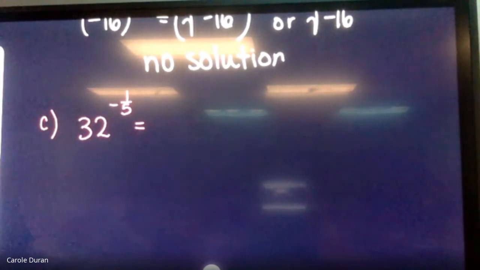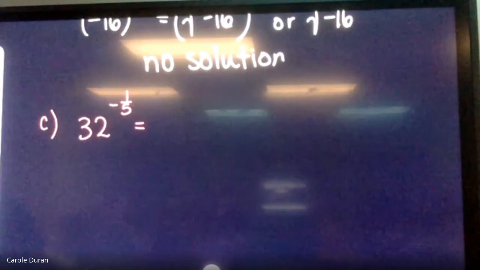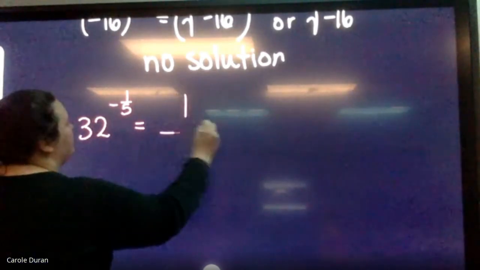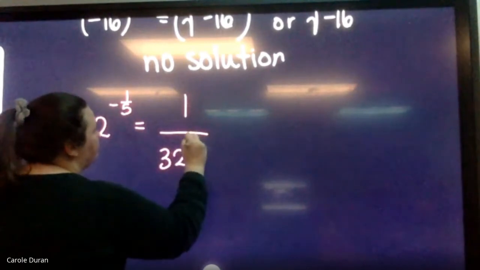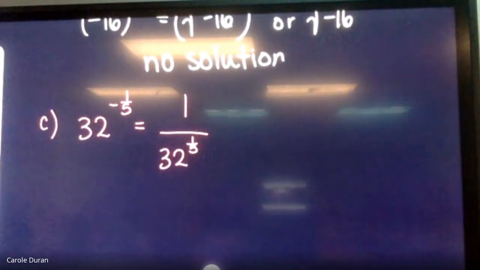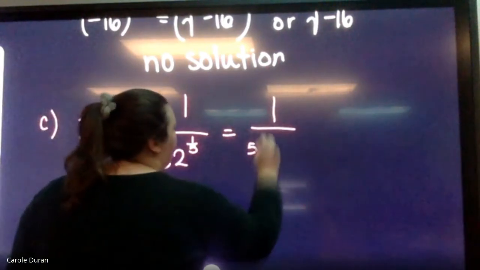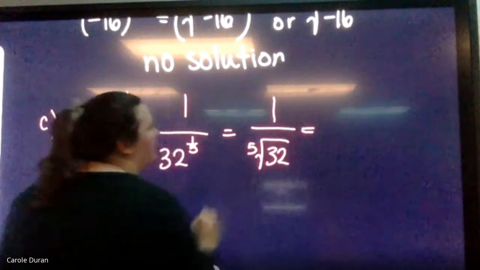Okay. As I'm looking at this, what is the first thing that I need to acknowledge and work with? It's a negative exponent. So what do I know a negative exponent means? It moves to the opposite side of the fraction. Right now it's in the numerator, so it needs to move to the denominator and then it becomes positive. So now that is 32 to the positive 1/5 in my denominator. I can go ahead and rewrite that as a radical. So this becomes 1 over the 5th root of 32, which I can plug into my calculator and solve.